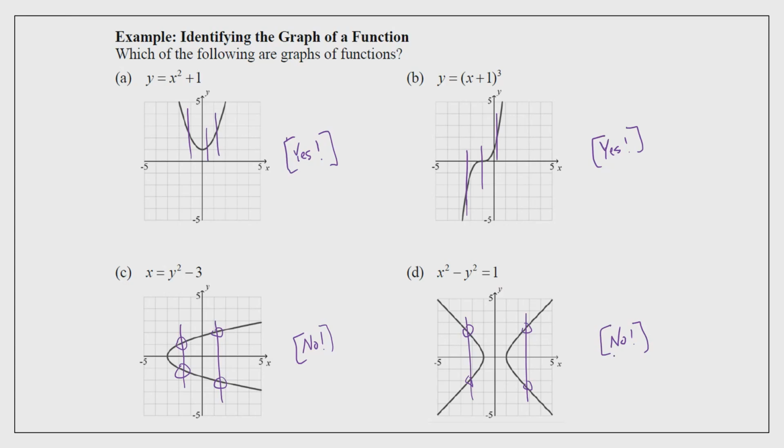So if you're given a graph and told to determine whether that graph is a function, identify your vertical lines, visually represent a vertical line through the graph, and if the vertical line touches the graph at more than one point, it's not a function.